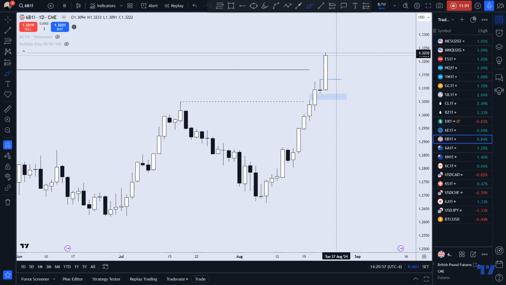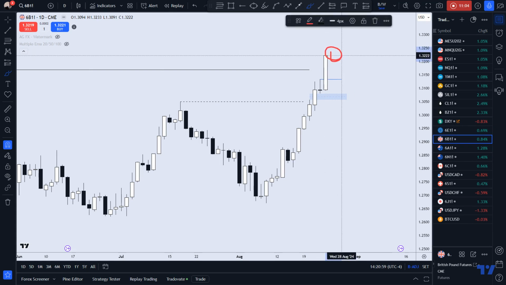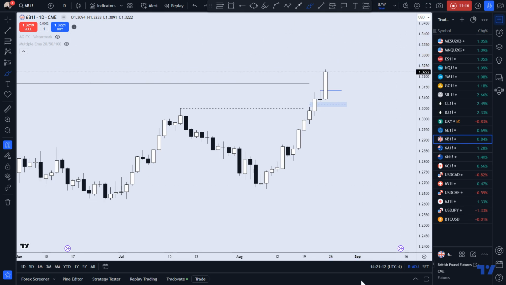I'm looking for price to close up here on Monday or Tuesday so that we have this bullish fair value gap, so that we know that price will probably trade back into it to continue higher. That's what I'm looking for.